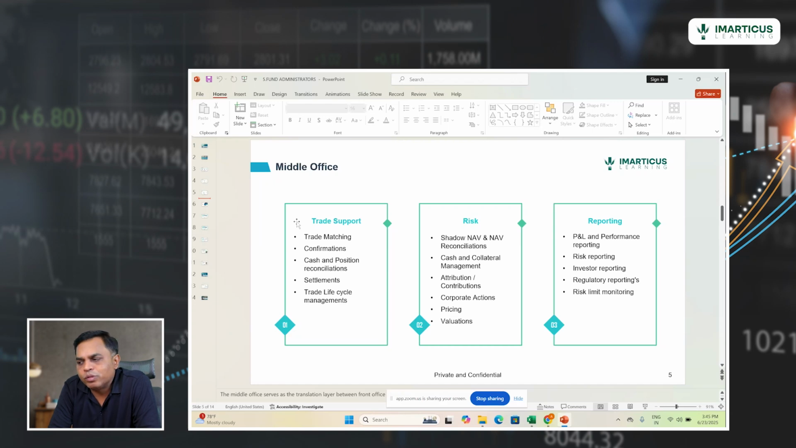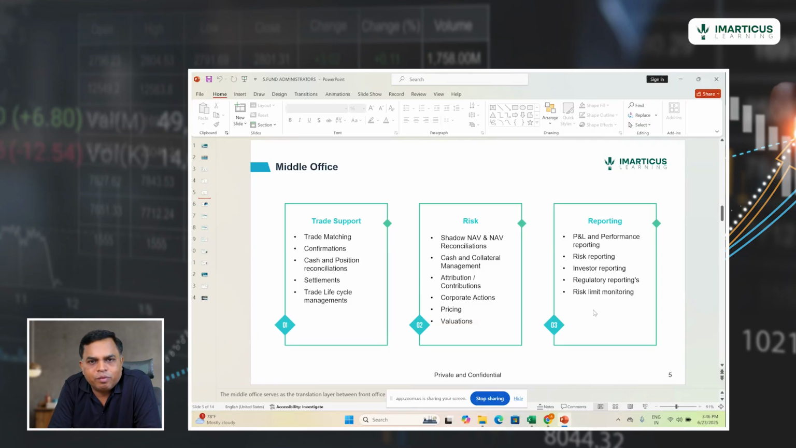The middle office is also responsible for risk monitoring, in the sense that they monitor the risk undertaken by the fund. Basically, they perform a shadow NAV. Shadow NAV means they perform a parallel NAV and see what the performance of the fund is. Also, they look at the pricing, like calculation of NAV and publishing of NAV. And the third important thing is they take care of reporting.